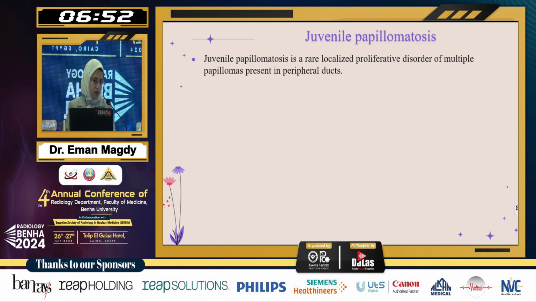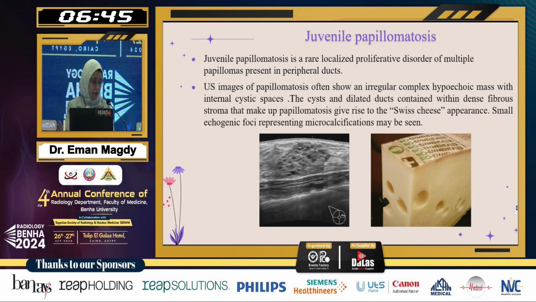Juvenile papillomatosis is a rare localized proliferative disorder of multiple papillomas present in peripheral ducts. Ultrasound image shows an irregular complex hypoechoic mass with internal cystic spaces. The cysts are undilated ducts contained within dense fibroglandular tissue that make up the papillomatosis and give rise to a Swiss cheese appearance. Small echogenic foci representing microcalcification may be present.